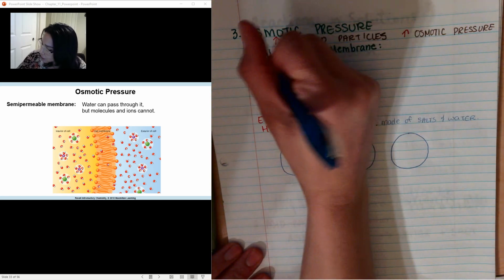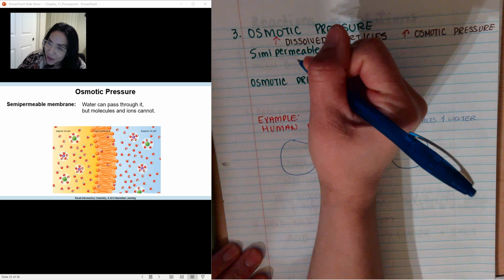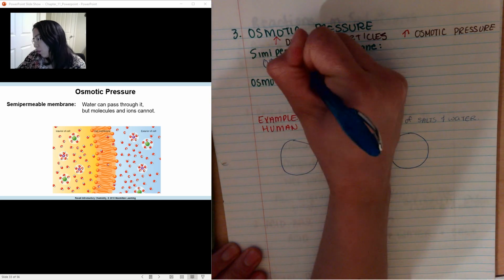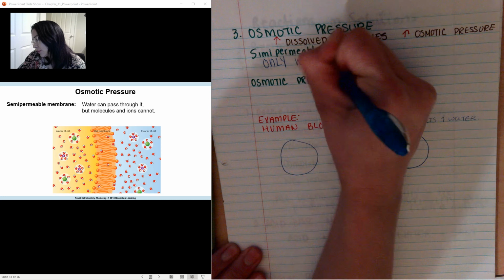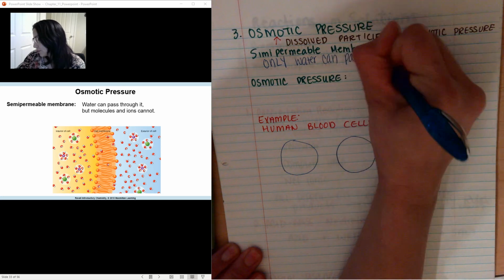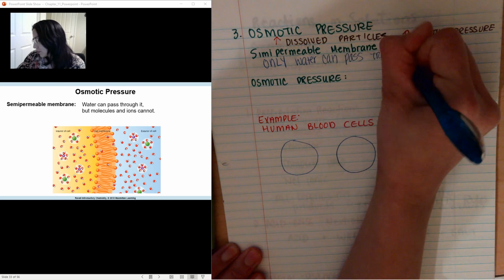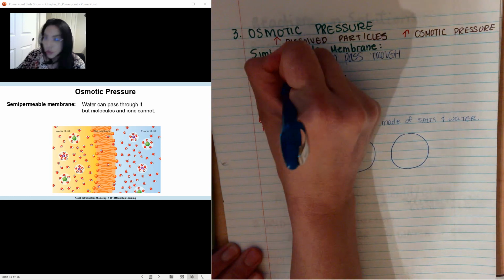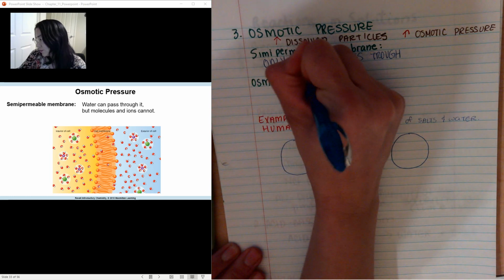So semi-permeable is only water can pass through that membrane. No molecules or ions.